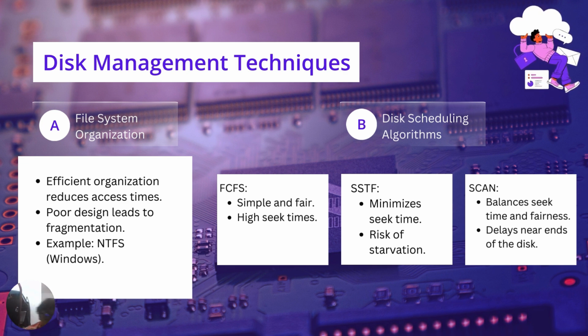For the disk scheduling algorithms, it has FCFS, SSTF, and SCAN. FCFS is very simple and fair, but it has high seek times. SSTF can minimize seek time, but it has a risk of starvation. And SCAN has a balanced seek time and fairness, but can delay requests near the ends of the disk.